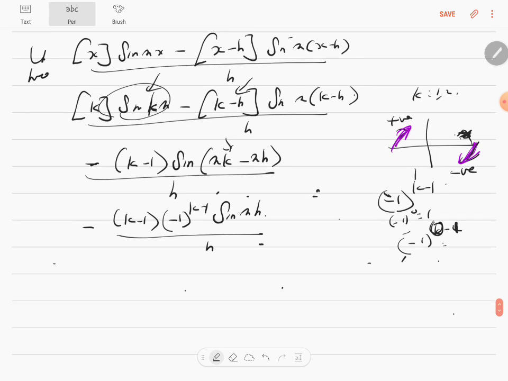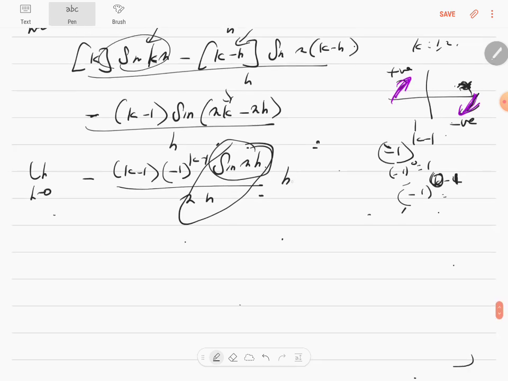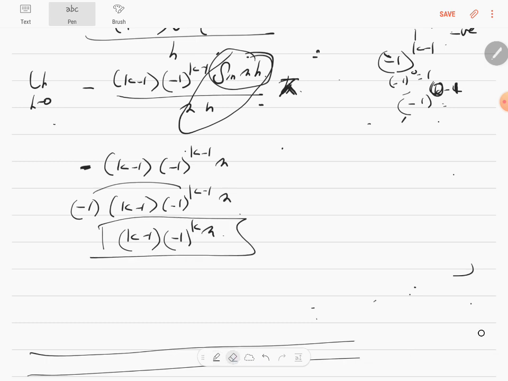Now you see a sine pi h here, you can multiply and divide by pi so that this becomes 1 because limit h tends to 0. So now you're left with into pi. Thus you get a minus of k minus 1 into minus 1 whole to the power k minus 1 into pi. This negative itself is like minus 1, so minus 1 to the power k minus 1 can be consolidated. So k minus 1 into minus 1 whole to the power k into pi, and this is the value of the left hand limit.